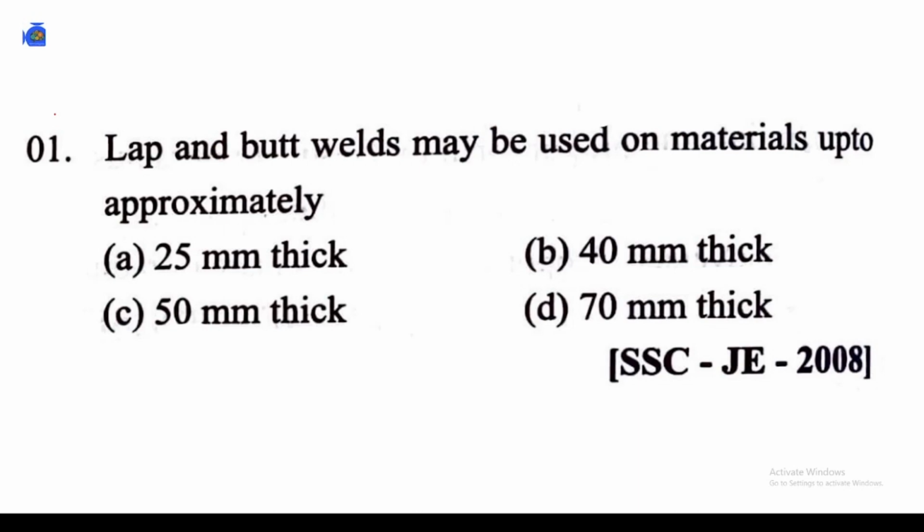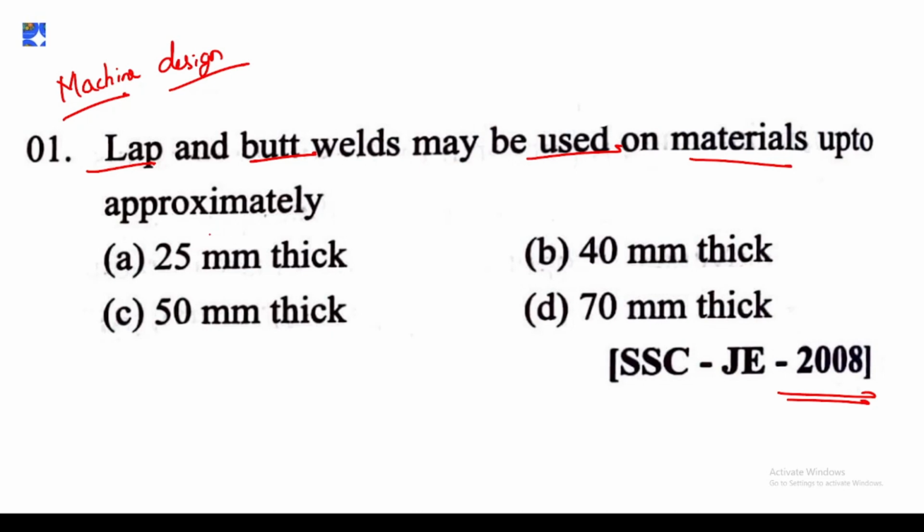So let's get started with the machine design part. This question happened in the year 2008. Lap and butt weld may be used on materials up to approximately. You have been given four options. Option A 25 mm thickness, option B 40 mm thickness, option C 50 mm thickness, and option D 70 mm thickness.